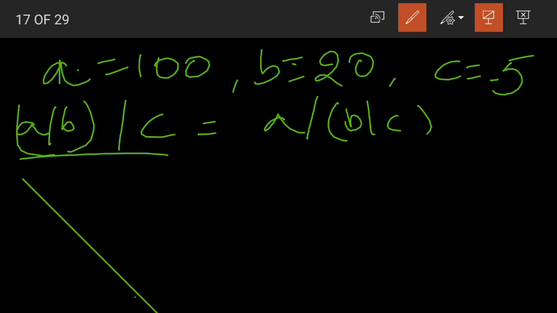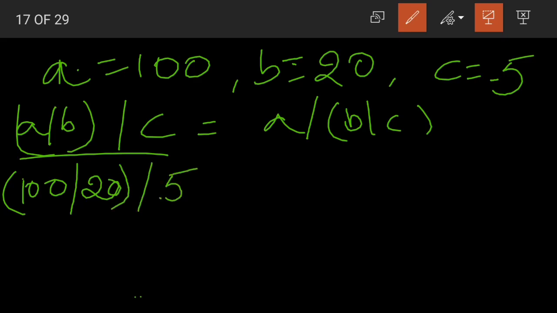Coming to the LHS, 100 divided by 20, whole divided by minus 5. What is 100 by 20? 20 fives are 100, so 5. Then 5 divided by minus 5. 5 ones are 5, right? Coming to the sign, one is negative and the other is positive, so the answer will be negative.